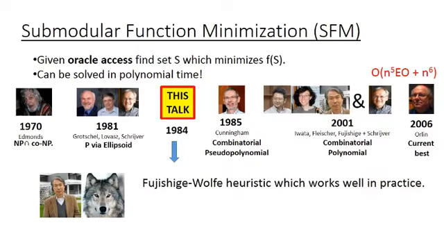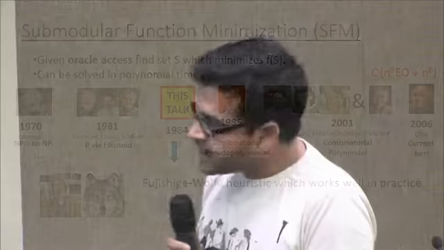And this is the current record. In 2006, Orlin gave an algorithm which runs in time n to the 6 plus n to the 5 EO, where EO is the evaluation oracle time, the time the oracle requires to return the function value. You can think of EO as 1 for this talk. So it's n to the 6, which is rather large. And what I'm going to talk about today is actually some work that was done in 1984.